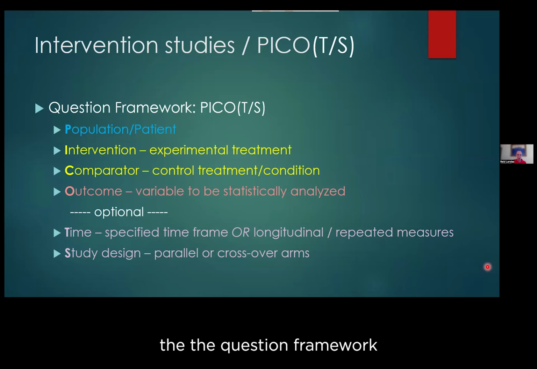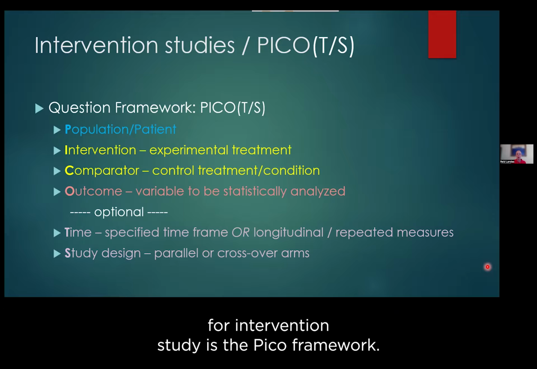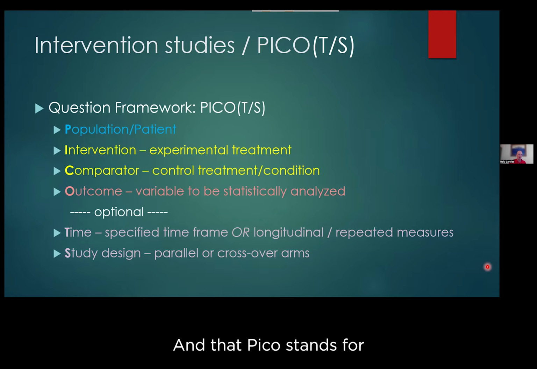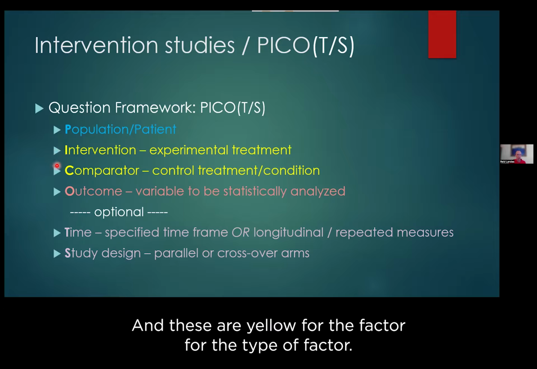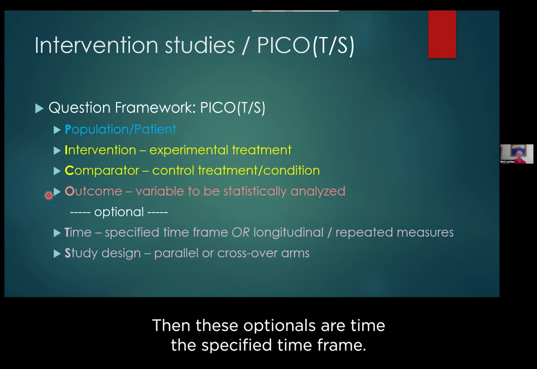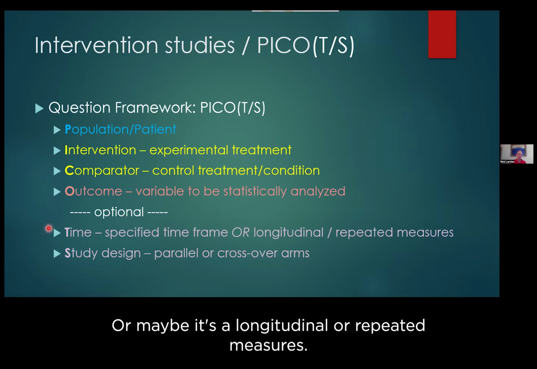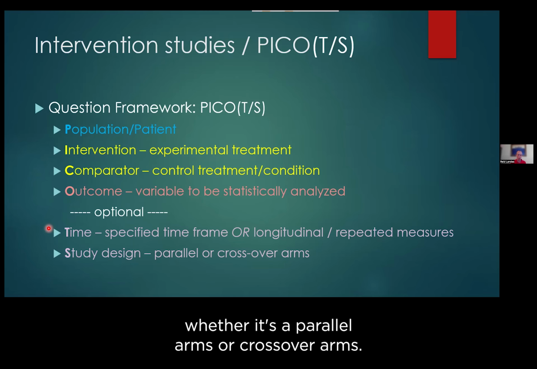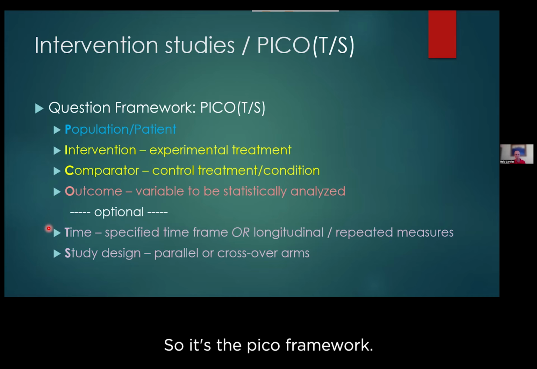The question framework for an intervention study is the PICO framework. Sometimes you can put a T on the end of it, or an S, or a T and S. PICO stands for population, shown in blue. Then intervention is the experimental treatment. C is for the comparator, which is the control treatment or condition, and these are in yellow for the type of factor. Then the O in PICO stands for the outcome, the variable to be statistically analyzed, in red. Then these optionals are time, the specified time frame, or maybe it's longitudinal or repeated measures. The S can stand for study design, whether it's parallel arms or crossover arms. So it's the PICO framework.